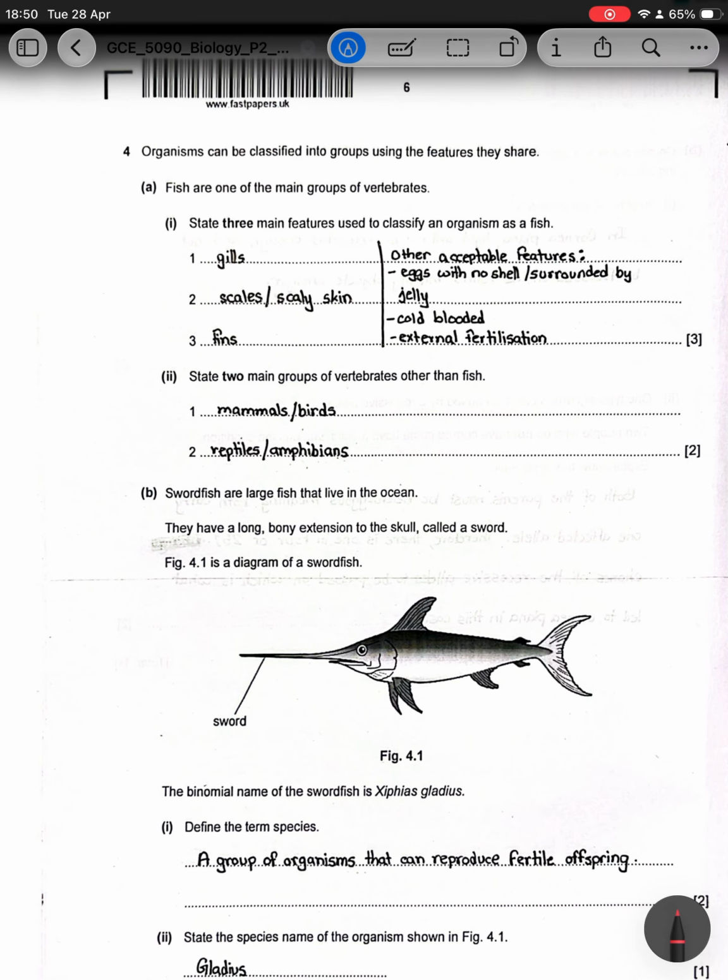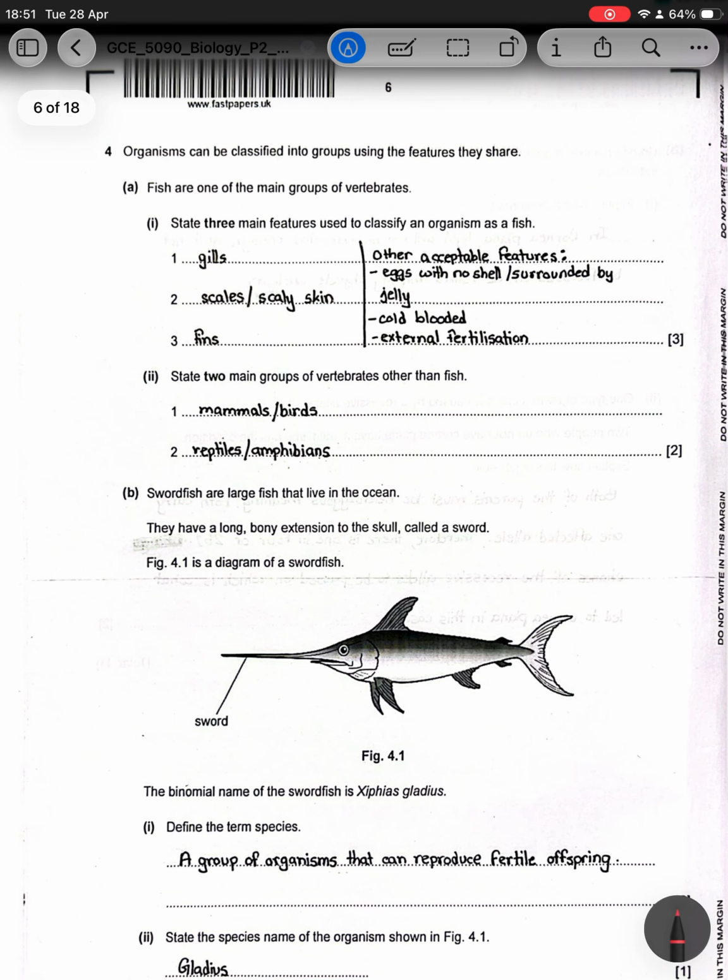Moving on to number 4, this is pretty simple. Organisms can be classified into groups using features they share. So 4A, fish are one of the main groups of vertebrates. 1. State 3 main features used to classify an organism as a fish. So we have gills, scales or scaly skin, fins, but you can also mention either of these points. They have eggs with no shell or surrounded by jelly, they're cold-blooded, and the fertilization happens externally.